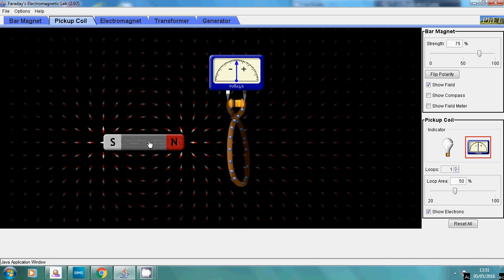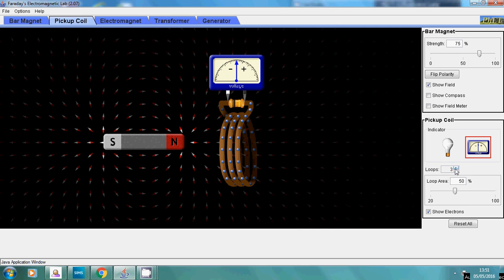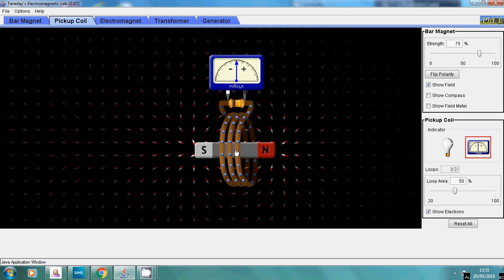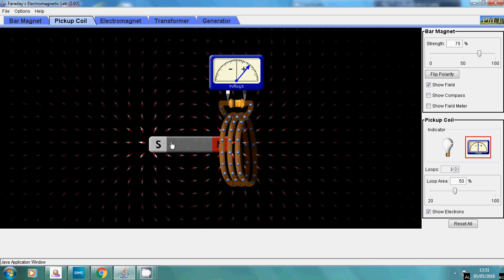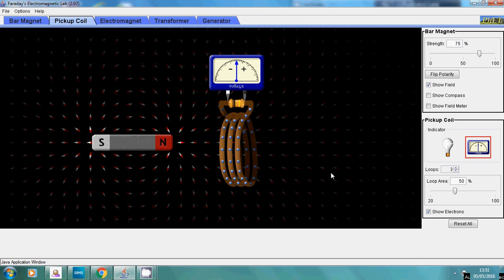If I add more coils, then each area kind of adds together. Now, for the A-level explanation here, we're thinking about magnetic flux linkage, which is basically the magnetic flux multiplied by the number of turns on the coil. So now I have 3 turns on the coil, and I induce a far greater EMF as a result, 3 times the EMF effectively.